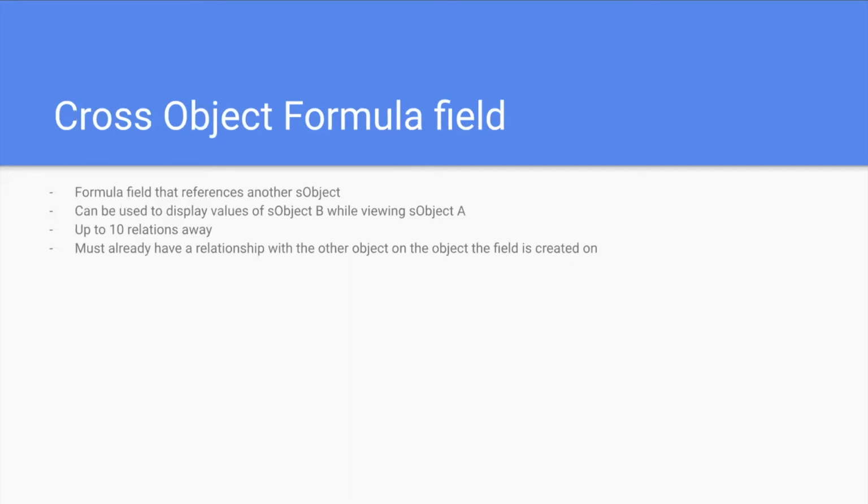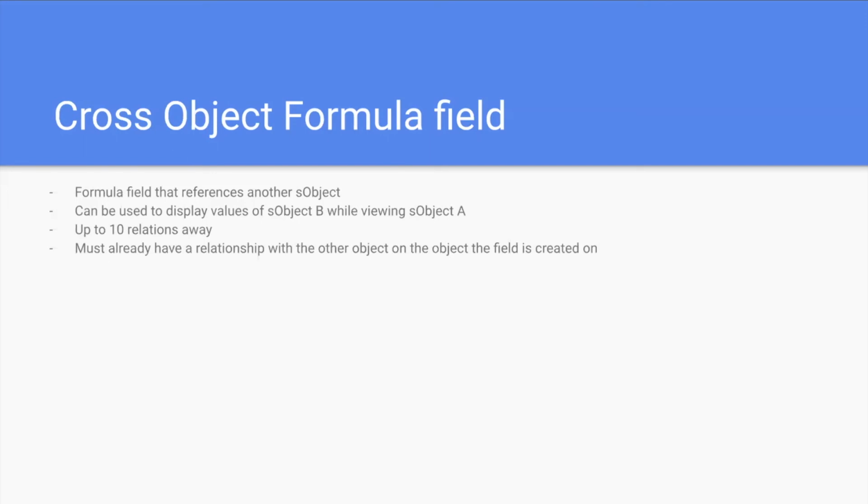So a different type of formula field, in addition to the simple and advanced one, is this concept of a cross-object formula field. A cross-object formula field is a formula field that can reference another S-object as long as we've already established a relationship or a lookup or a master detail from the record that we're creating this cross-object formula field on to whatever the parent is. You can use it to display values of S-object B while a user is viewing S-object A. And you can do this for up to 10 relationships away.